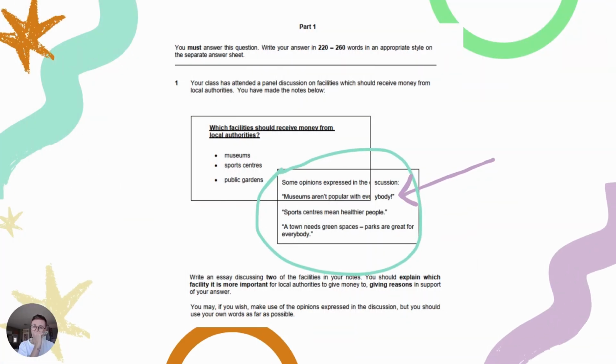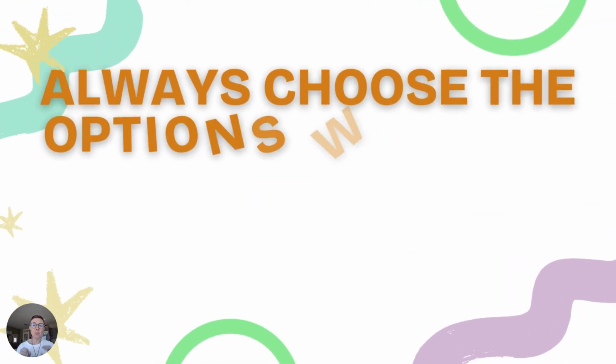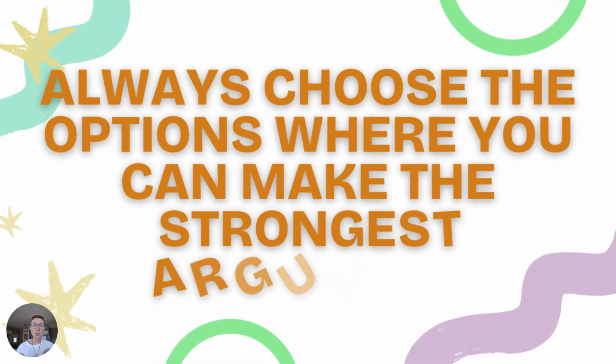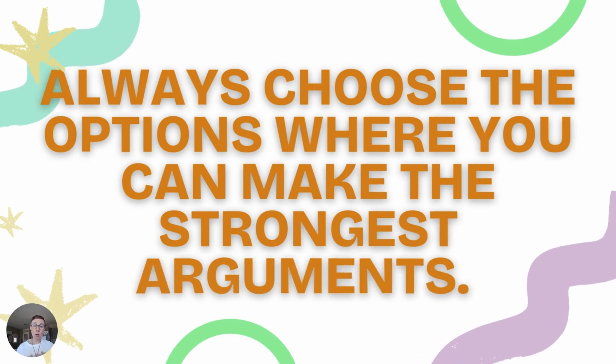If we look here, for example, at the opinions expressed, we have one opinion here that says museums aren't popular with everybody. And that's true. Not everybody likes museums. And I personally think in my case, it would be harder for me to write about the benefits of a museum rather than writing about the benefits of public gardens or sports centres. So a reminder, always choose the options where you can make the strongest argument.